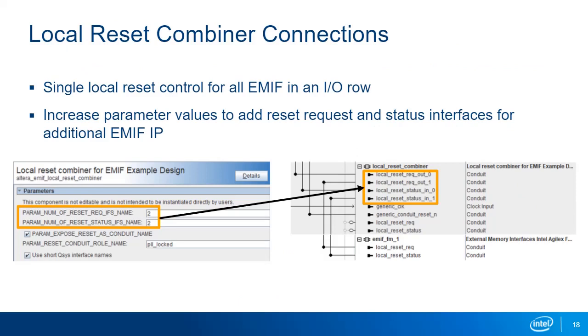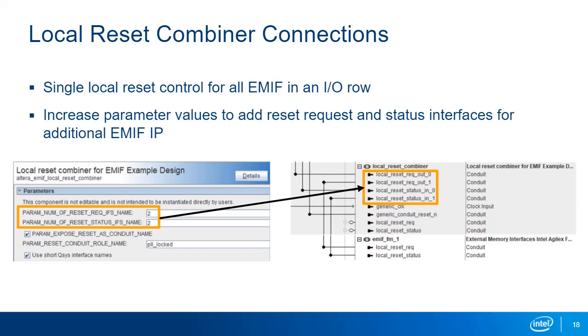The final connections involve the local reset combiner IP. A single instance of this IP is used for either the top or bottom I/O row, like the calibration IP. As such, it should not be copied from one of the additional example design projects if the additional interfaces are located in the same row as the main project.